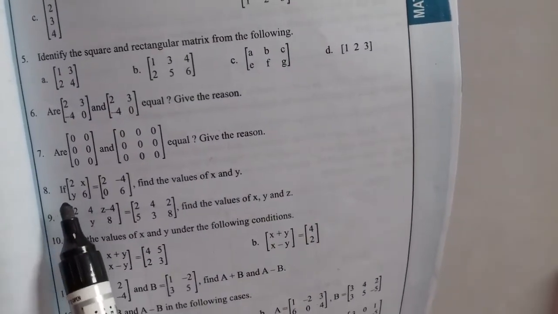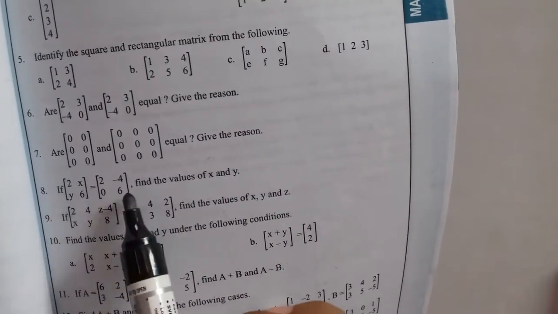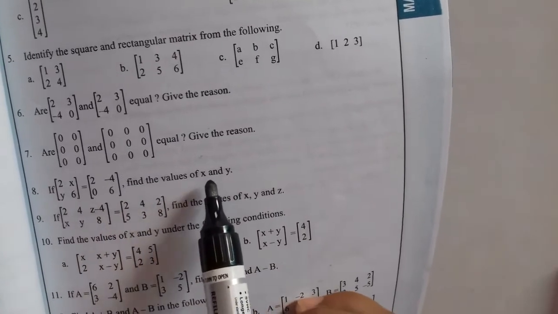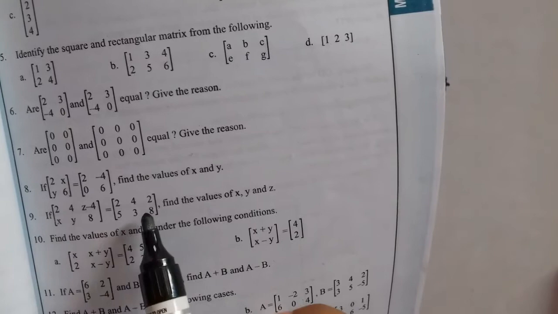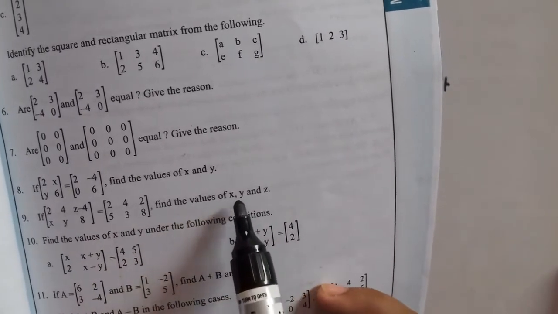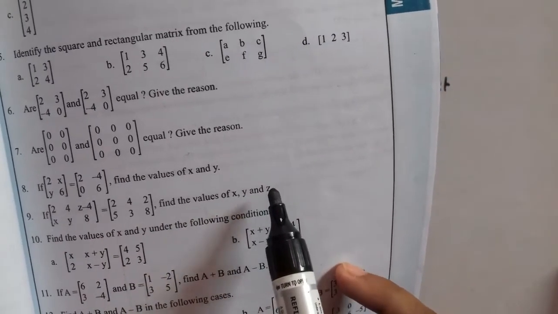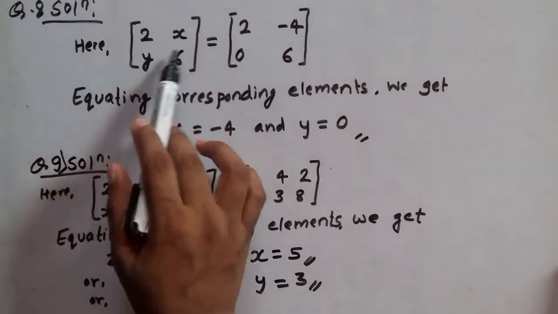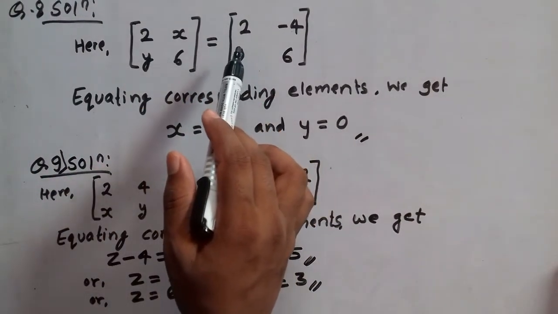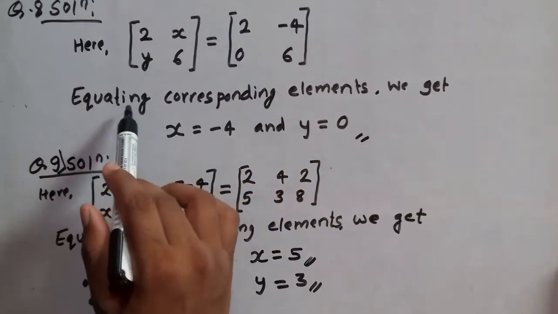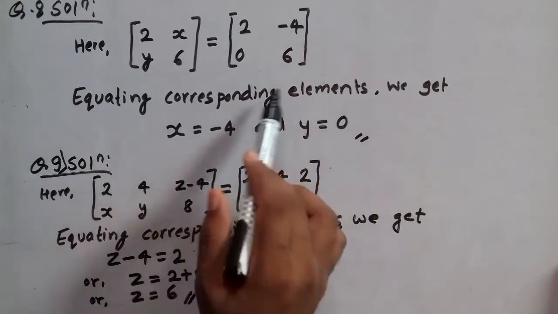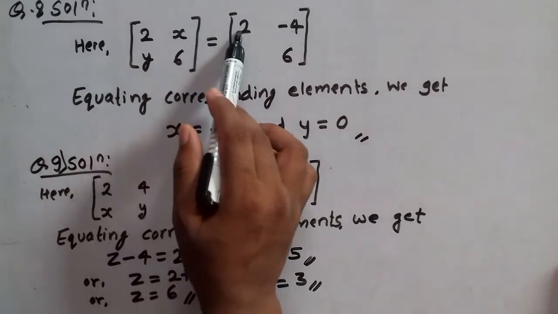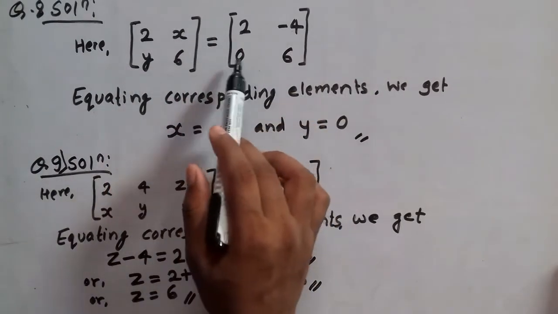In question number 8, these two matrices are given equal and we have to find the values of x and y. And in question number 9, these two values are given and we have to find the values of x, y and z. For this, at first we write these two given matrices and we equate corresponding elements, means this with this with this, like this.